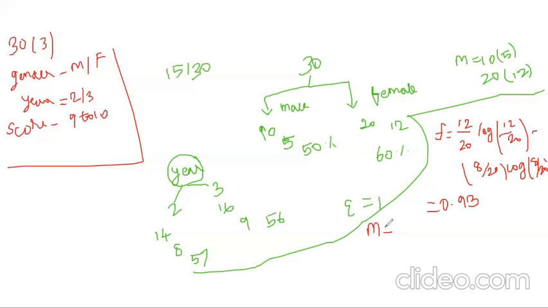Similarly for male, approximately I say the entropy is 0.72 or 0.71. I assume 0.72. Here, both genders together, male and female: totally 10 are male into 0.72, plus 20 students are girls, 20 by 30, into the entropy 0.93.